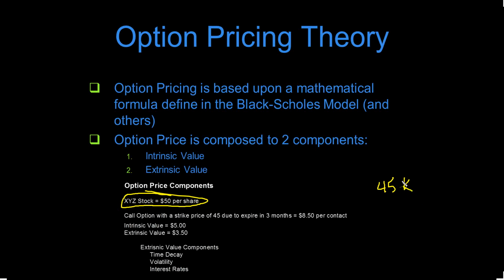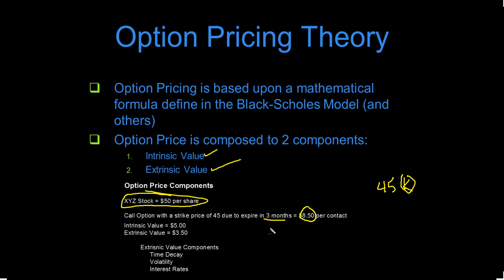K is another abbreviation for strike, okay? So 45 strike, and it's due to expire in 3 months. And it costs $8.50. Well, some of that $8.50 could be intrinsic. Some of it could be extrinsic. You've got to look at the location of the strike price to determine that.